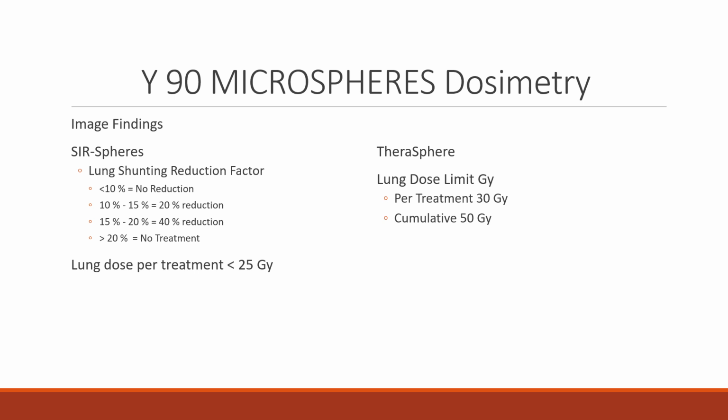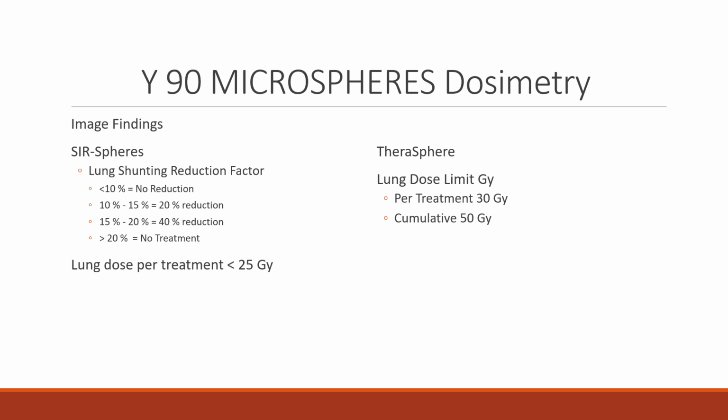For Sirospheres, we use a lung shunting reduction factor. So if less than 10% of the activity went to the lungs, then we don't need to reduce that therapy dose. We're good to go. That's not enough to cause significant damage to the patient's lungs. 10 to 15% though, we do a 20% reduction of the dose. If 15 to 20% of the MAA goes to the lungs, then we reduce the therapy dose by 40%. And if it's greater than 20% shunting, you cannot do the therapy because that would deliver a lung dose that's too significant and will actually cause a lot of harm.